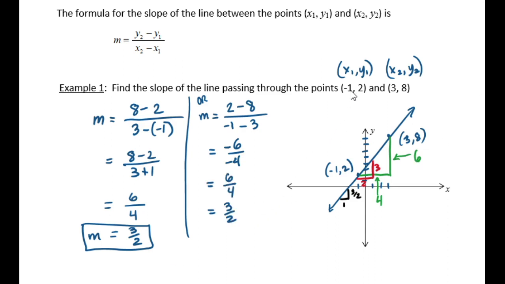So the important thing when you plug these ordered pairs into the slope formula is to be consistent with the order of the two values. If you start with the y-coordinate from this ordered pair in the numerator of the slope, then you need to start with the x-coordinate from the same ordered pair in the denominator. Let's look at another example.